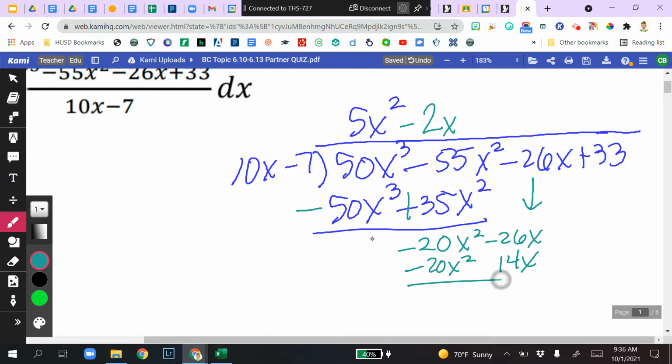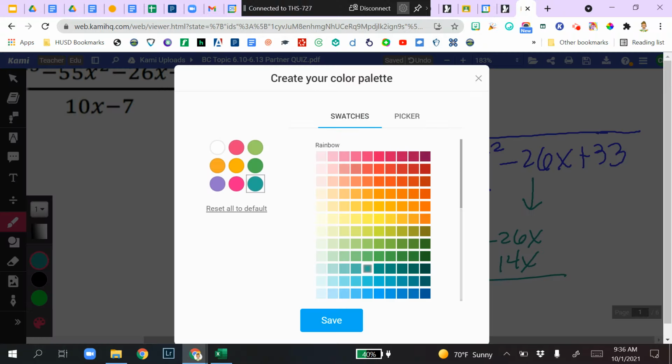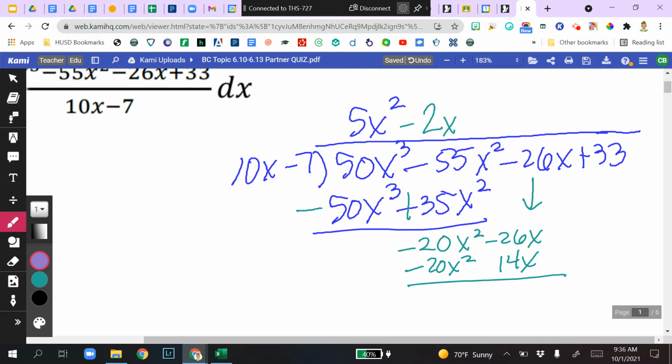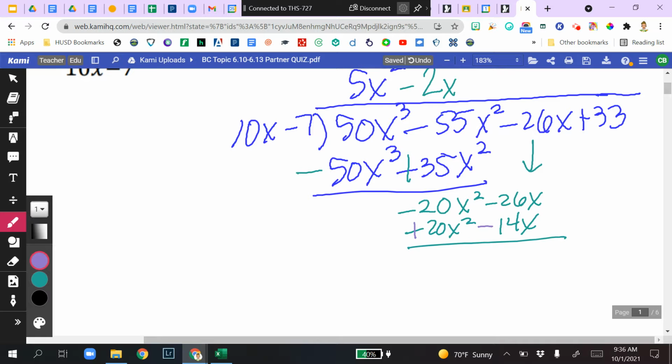14x. Okay. And then we got to find my, I guess we'll go purple. Okay. And then I'm going to change my signs. All right. My 20x squareds go away. That's what we planned. What's negative 26 and positive or negative 14? Good. And then we're going to drop down the 33 at the same time.